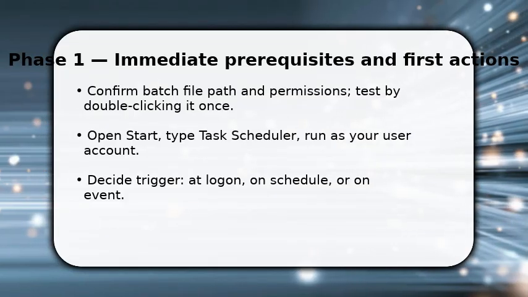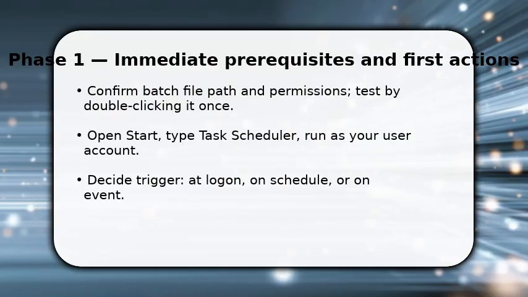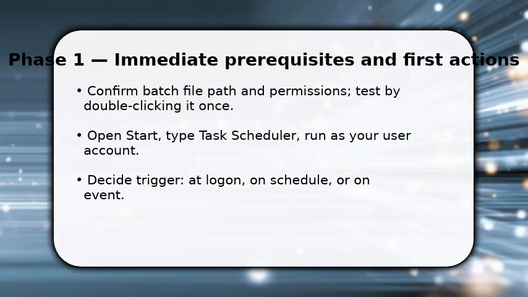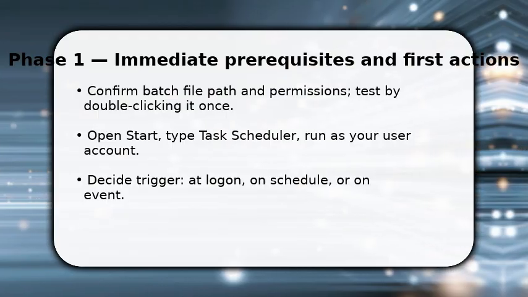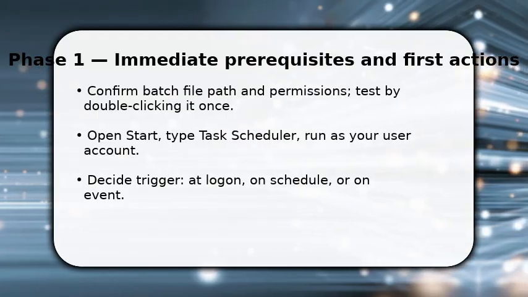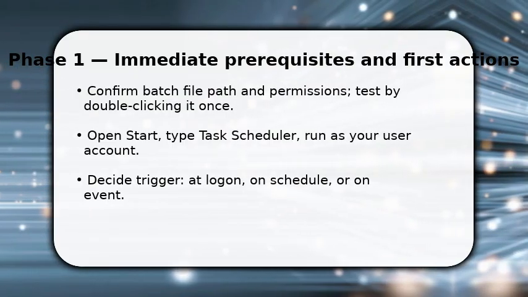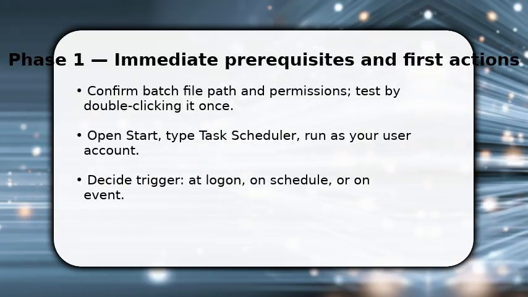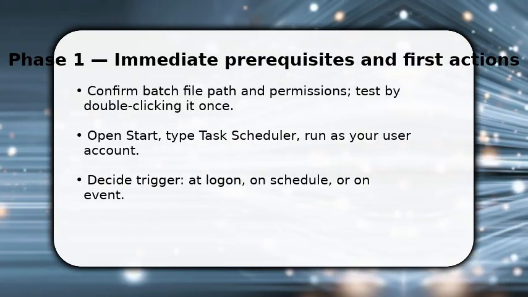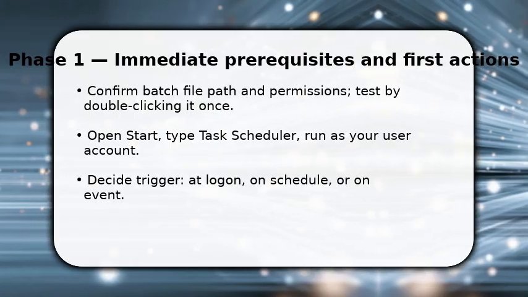You already have the batch file and permissions. Now begin. First, verify the bat runs when double-clicked because Task Scheduler won't fix script errors. Once done, open Start and type Task Scheduler, then launch it under the account that will run tasks. Make sure to note whether you need highest privileges.